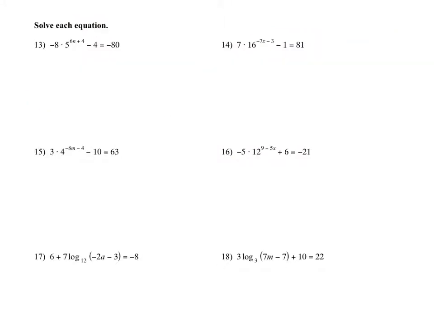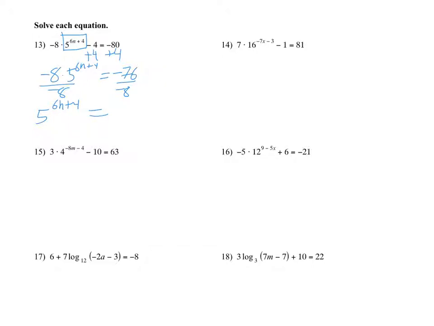Next up, we're solving some more equations. These ones are going to be based on using logarithms, or equations that have logarithms in them. As a general rule, we want to get the weird part by itself first and then work from there. I might start this one off by adding 4 to both sides. So we get negative 8 times 5 to the 6n plus 4 is equal to negative 76. Dividing both sides by negative 8, we get 5 to the 6n plus 4 is equal to, 2 negatives divided, as a positive.